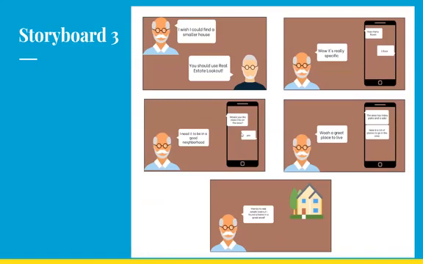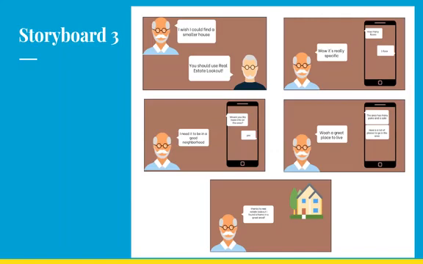For storyboard number 3, in the first panel, we see John Jones saying to a friend, "I wish I could find a smaller house." His friend responds with, "You should use Real Estate Lookout." So he goes to the chatbot in panel 2, and it says, "How many floors?" And he answers 1 floor. And he's like, "Wow, it's really specific."